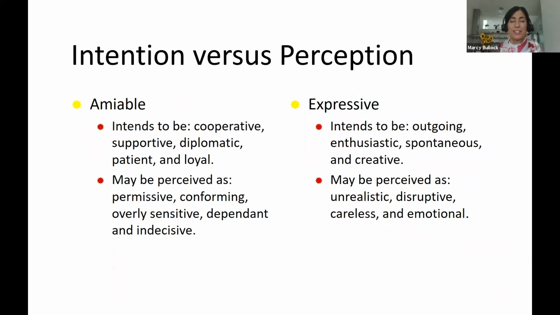The amiable intends to be cooperative, supportive, patient, and loyal, but could be perceived as permissive, conforming, overly sensitive, dependent, and indecisive. And finally, expressive intends to be outgoing and enthusiastic and spontaneous, but could be perceived as unrealistic, disruptive, careless, and emotional. So with each one of these, there is a flip side.